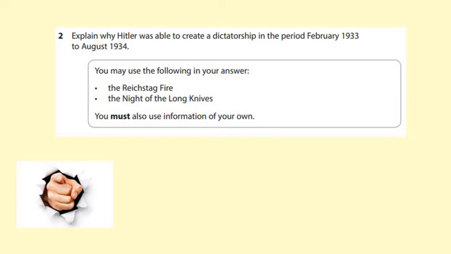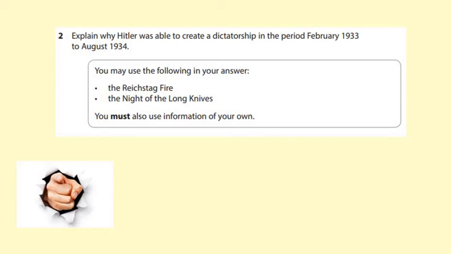So hopefully with this question, you highlighted creating a dictatorship and you were focused on how Hitler created total power, you're looking between February 1933 to August 1934. So you cannot use the political deal in your answer, because that happened before Hitler became Chancellor, and Hitler was made Chancellor in January 1933.